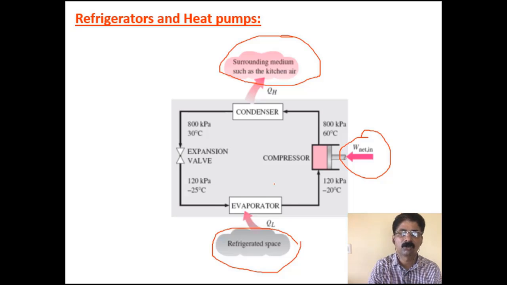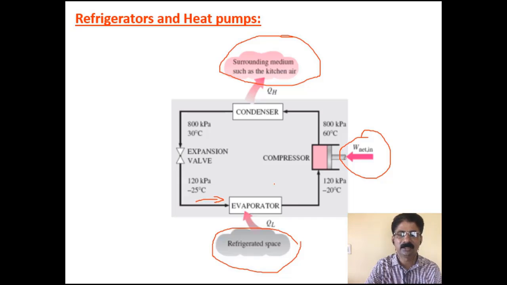Now the four components involved in the process of refrigeration or heat pump are the evaporator, compressor, condenser and the expansion valve. Now let me explain from the evaporator. In the evaporator, as the name implies, the liquid refrigerant or the working substance enters into the evaporator coils and absorbs the heat from the refrigerated space, or the space which has to be maintained at a lower temperature than that of the surroundings.